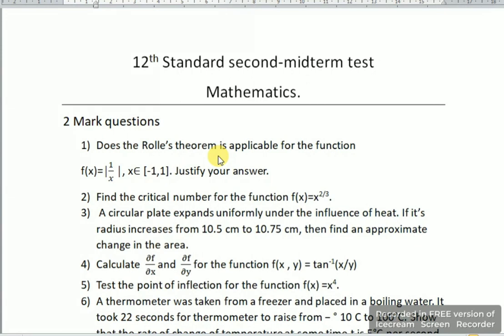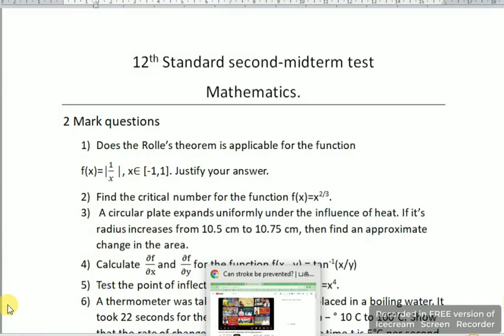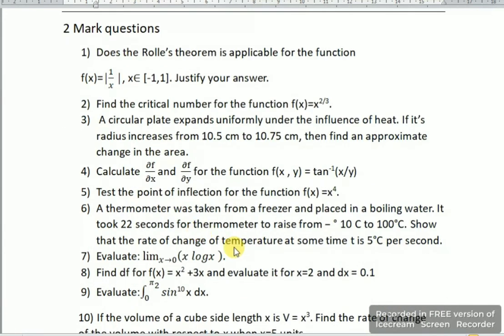Next one, calculate ∂f/∂x and ∂f/∂y for the function f(x, y) equal to tan inverse of x by y. Next one, test the point of inflection for the function f of x equal to x power 4. Next one, a thermometer was taken from a freezer and placed in boiling water. It took 22 seconds for the thermometer to rise from minus 10 degrees Celsius to 100 degrees Celsius. Show that the rate of change of temperature at some time t is 5 degrees Celsius per second.